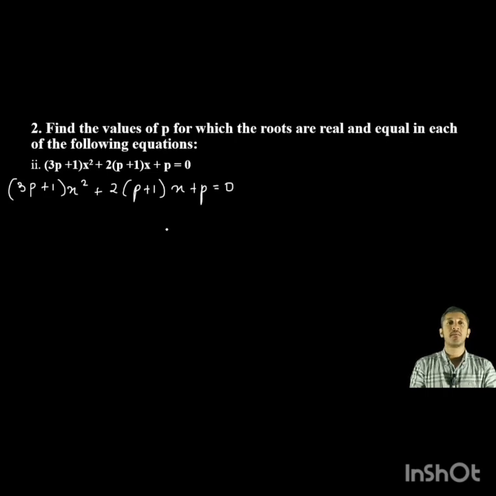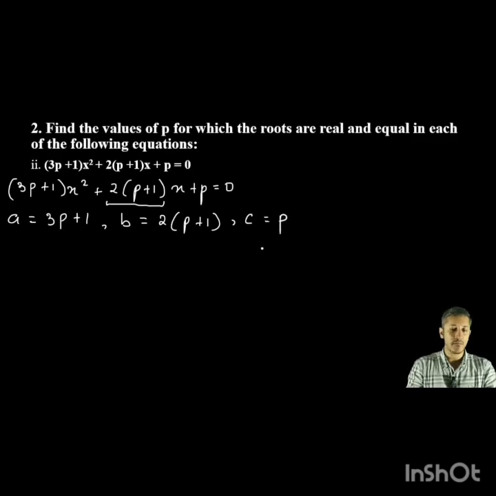Now if we compare this with the standard form of quadratic equation, the value of a that we will get is 3p + 1. Yes, the first whole bracket is the value of a. Similarly b is equal to 2(p + 1). This whole thing, the coefficient of x, will be considered as b. And what is the value of c? The value of c here is p.